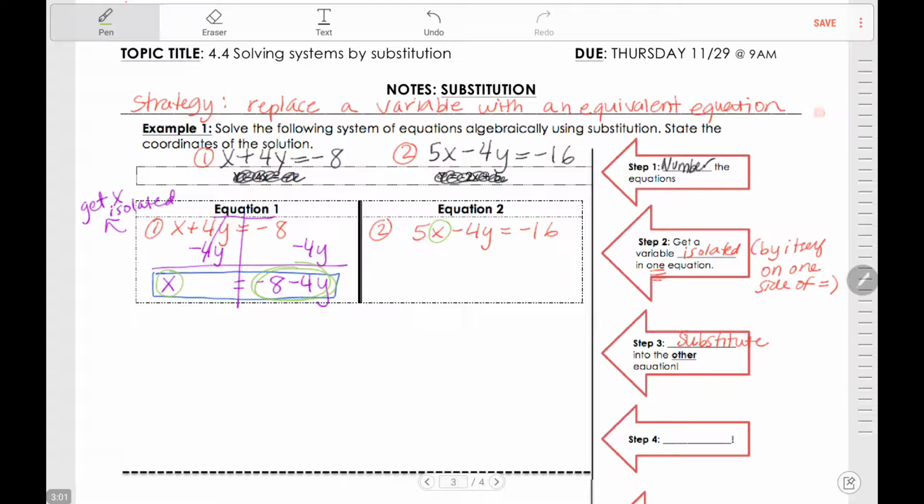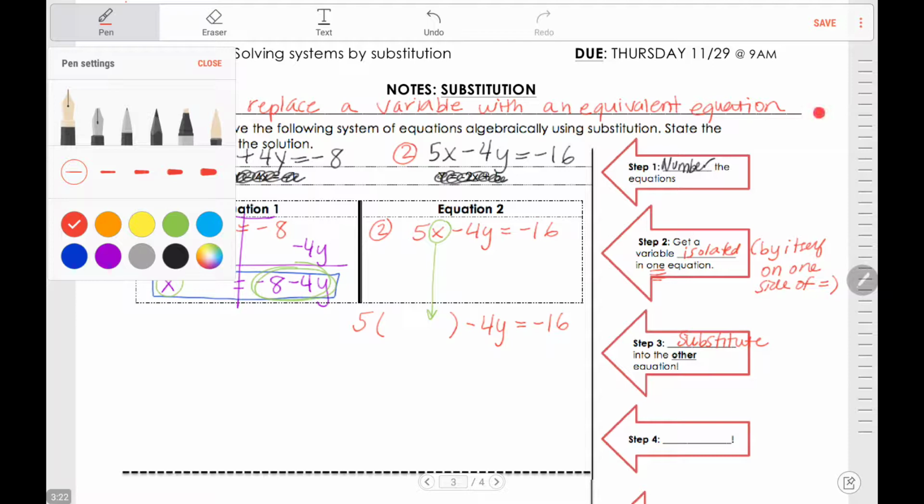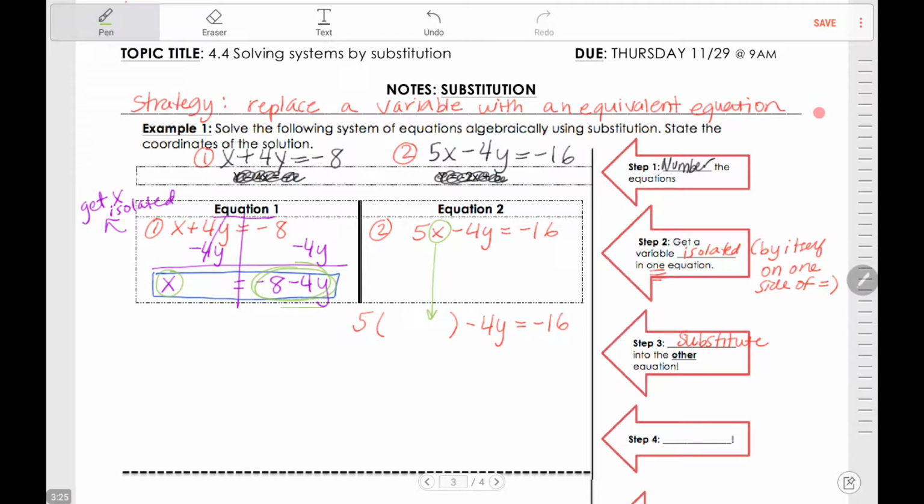So instead of writing x here, let's rewrite the equation. So for equation 2, we have 5, and then I'm going to write an open parentheses, minus 4y is equal to -16. What I just did was, instead of writing the x, I'm writing an open set of parentheses. Because in that parentheses, I'm going to write this piece here, which is what I found in my equation 1. This expression is equivalent to x, so I'm replacing it for x into my equation 2. That was step 3, just substituting.